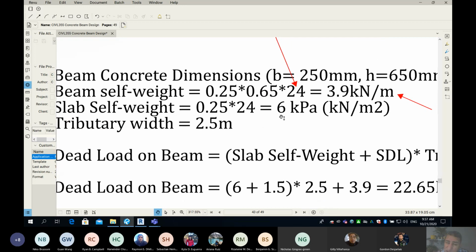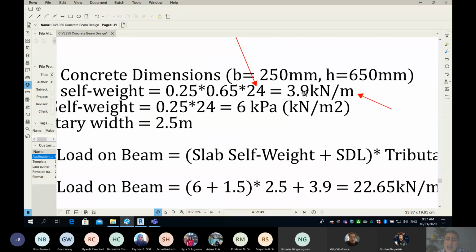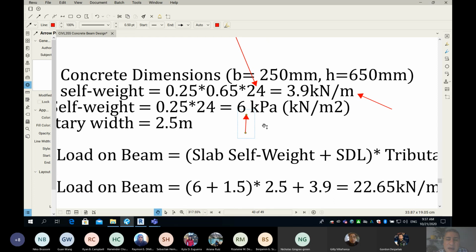But I want you to understand that here I found the self weight of the beam per unit length. For every meter of the beam, the weight is 3.9 kilonewton. How about this number, 6? This number is the self weight of the slab per square meter. And I'm very clear, I said kilonewton per meter square. So which means if you take a meter by meter on the slab, the weight will be 6 kilonewton.